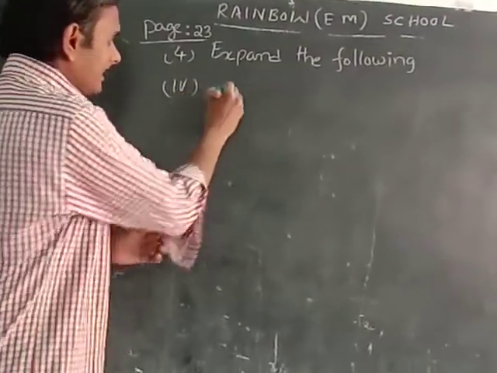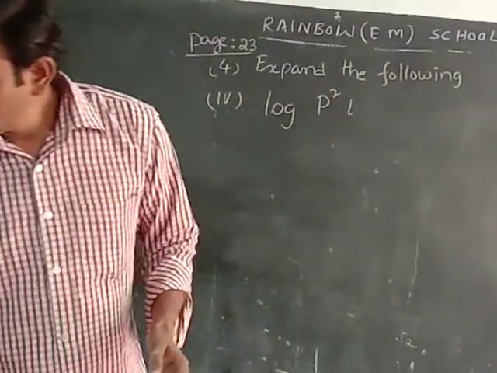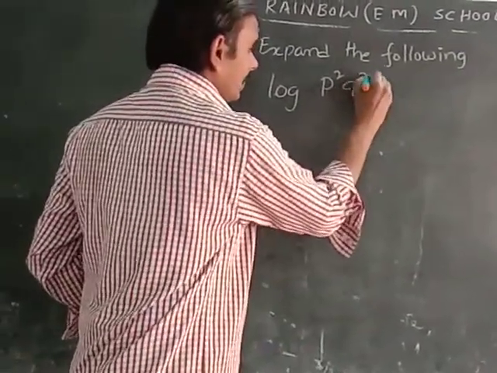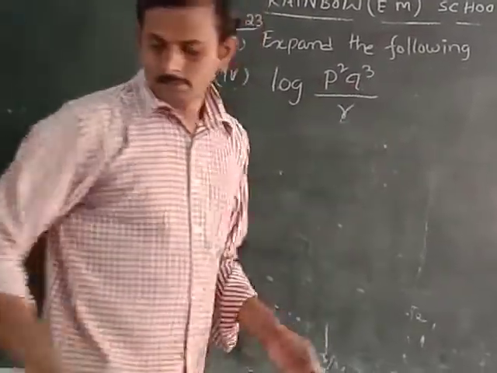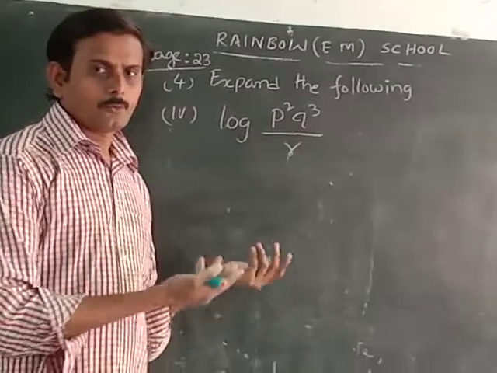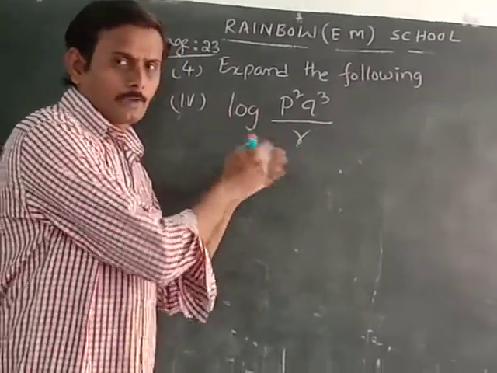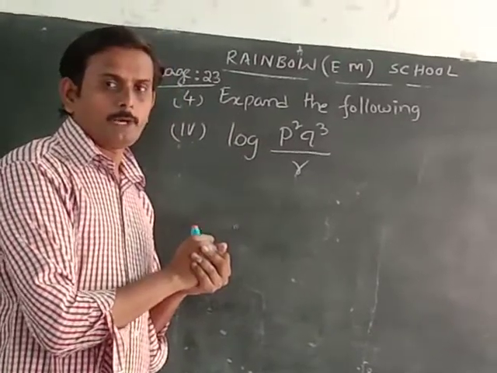Fourth one, we will discuss log of p square q cube by r. We have to expand. Here no number is given, so there is no need to take factorization. Directly apply the logarithm law. Which logarithm law will we apply first?